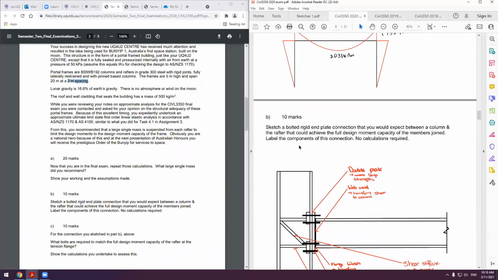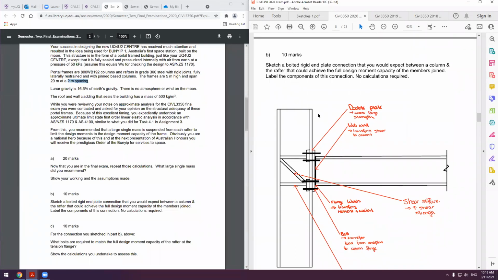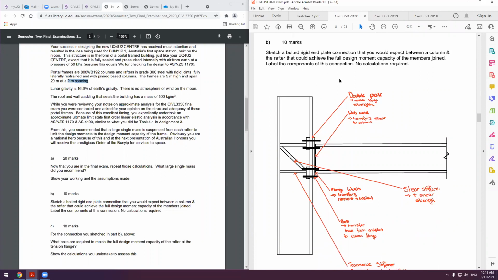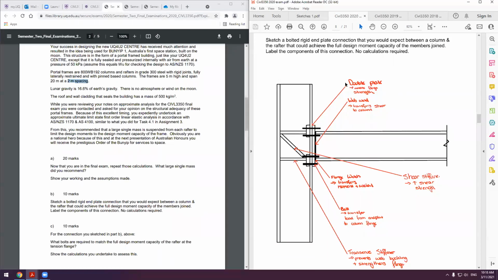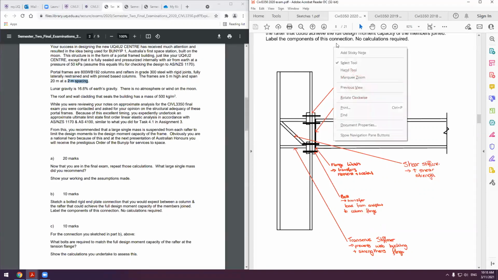The next question is a bolted ridge plate end connection between a column and a rafter to achieve full moment capacity. So when you're having to achieve full moment capacity, that means you need to connect the flanges. Whereas if you were just dealing with a hinged board or something that's not a full moment, then you wouldn't have to connect your flanges and you only connect your web. So this is essentially the sketch of this.